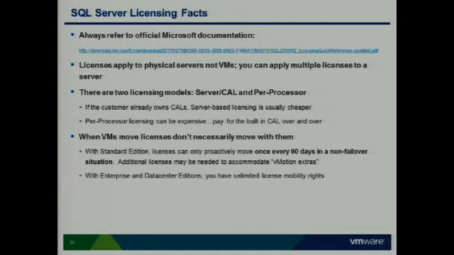So with Standard Edition, licenses can only proactively move once every 90 days in a non-failover situation. Now, VMware HA failovers don't count as a move. We're talking about vMotion or DRS. So if you want to use vMotion or DRS with Standard Edition SQL servers, you may need to purchase additional licenses to accommodate vMotion extras.